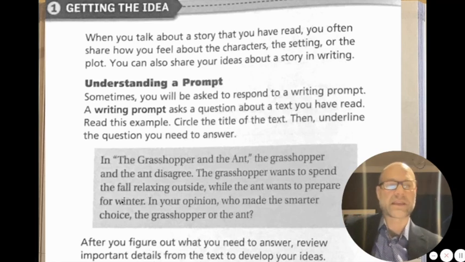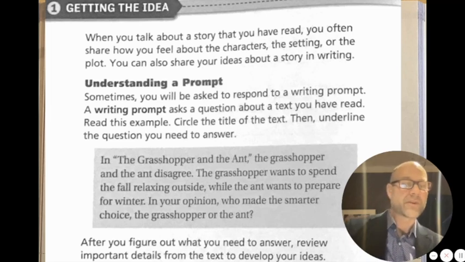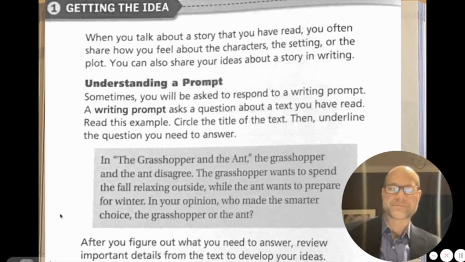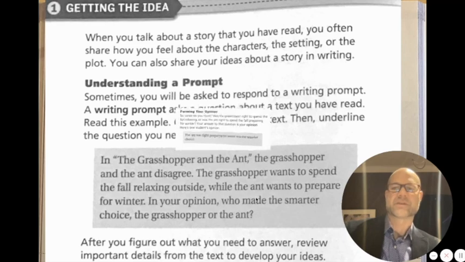That sentence is like explaining what you should be focusing on. It's really like a help. It kind of brings you to the text and then says, okay, now what do you think, right? It kind of refreshes your memory about the text. It's your job, though, to go back into the text and reread looking for information to support your opinion. Before that, though, let's come up with an opinion. After you figure out what you need to answer, review important details from the text to develop your ideas.